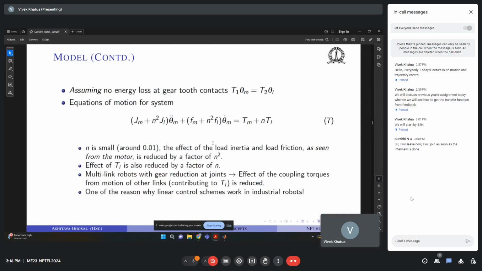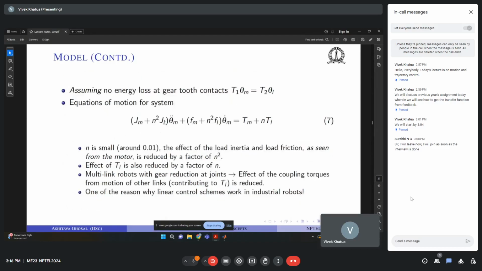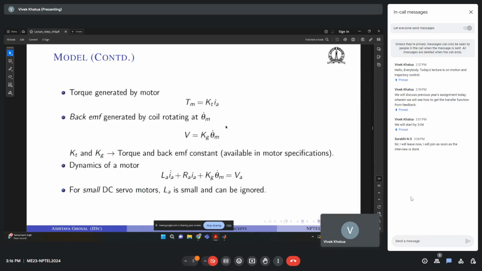Yeah. So here is our equation of motion for the system, right? So this Jm is from your motor, n squared Jl is your link, Fm is from your motor, and Fl is from your link, right? So this becomes your equation of motion for the system, right?